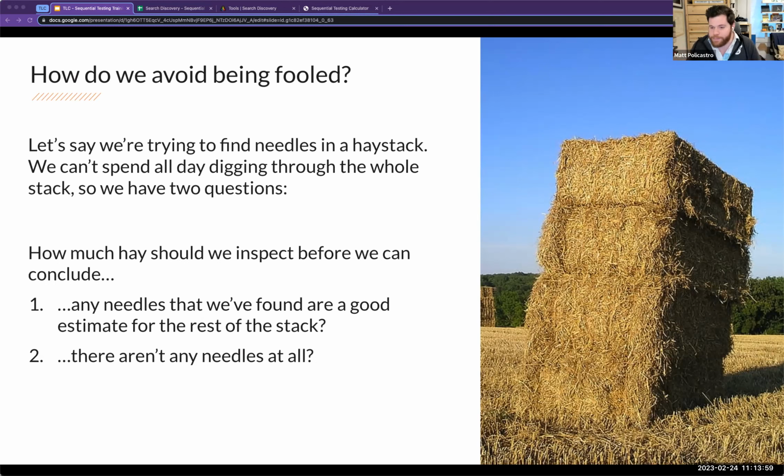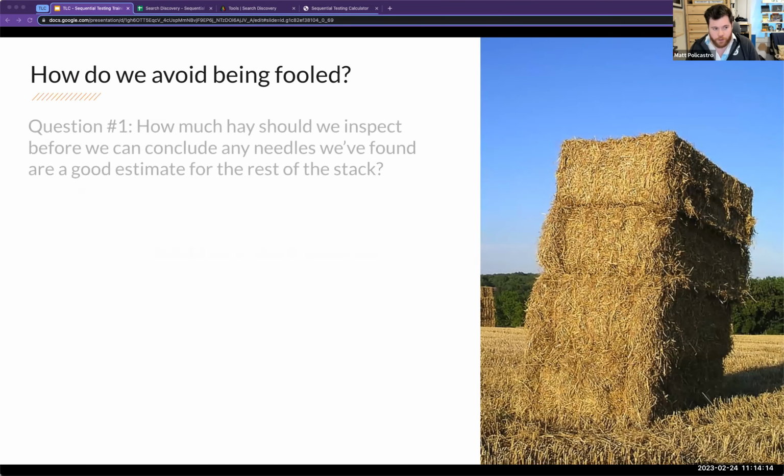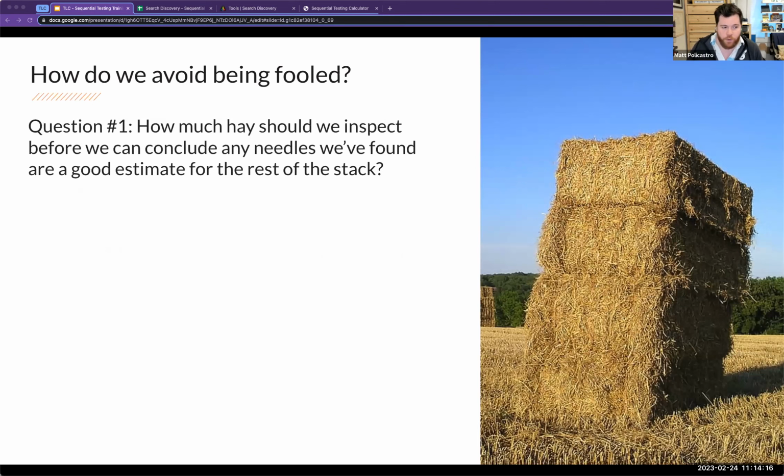But as we inspect bales of hay, we want to be asking ourselves those questions, because that's helping us operationalize this risk model of, we can be fooled by things that we're observing. How do we make sure that we're avoiding that, or trying to reduce the likelihood of that happening, basically? So to dig a little bit more into this first question, how much hay should we inspect before we can conclude that any needles we found so far are a good estimate for the rest of the stack?